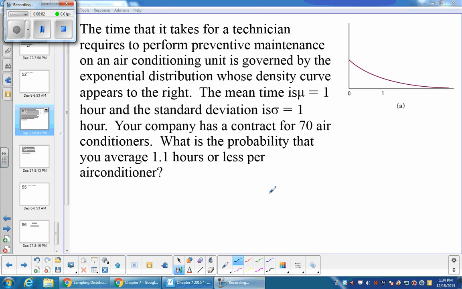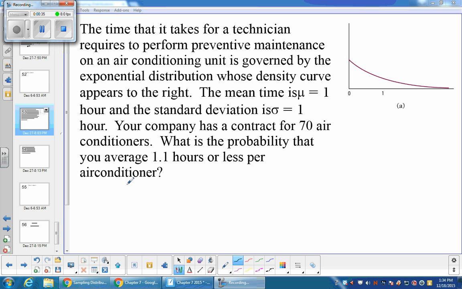All right, now our last video of the chapter here, we have a problem. It says the time it takes for a technician required to perform preventive maintenance on an air conditioning unit is governed by an exponential distribution whose density curve appears to the right. The mean time is 1, and the standard deviation is also 1. Your company wants a contract for 70 air conditioners. What's the probability that your average is 1.1 hours per air conditioner?